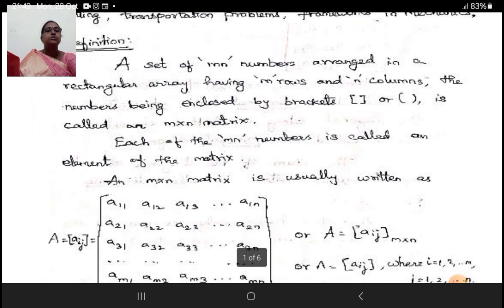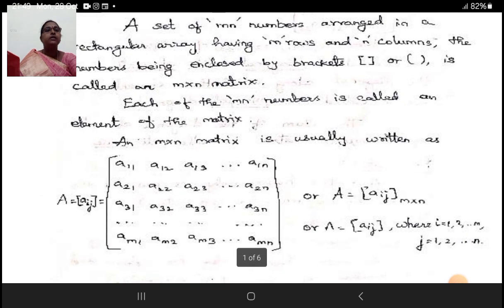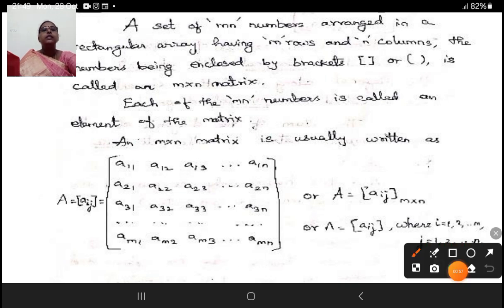Next we discuss the definition of a matrix. A set of mn numbers arranged in a rectangular array having m rows and n columns, the numbers being enclosed by brackets, is called an m cross n matrix. Each of the mn numbers is called an element of the matrix. An m cross n matrix is usually written as A, that is, Aij.